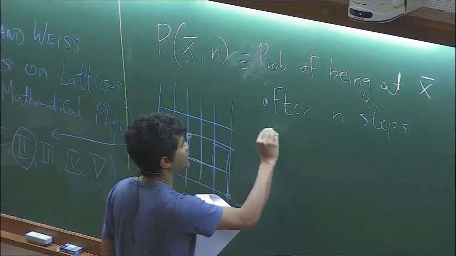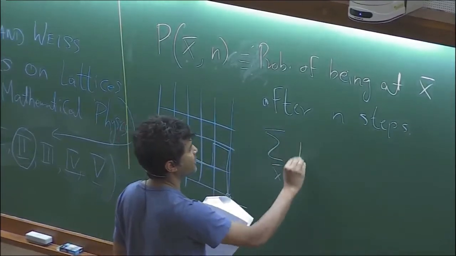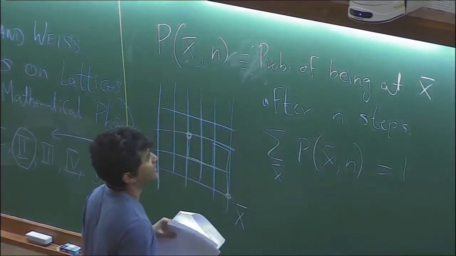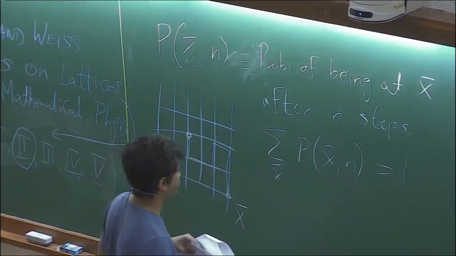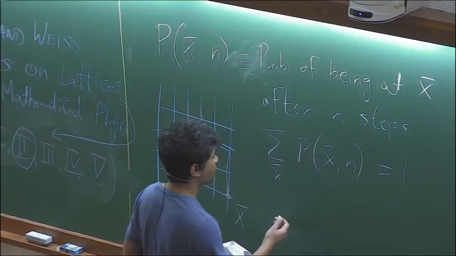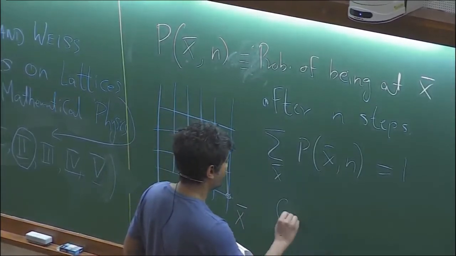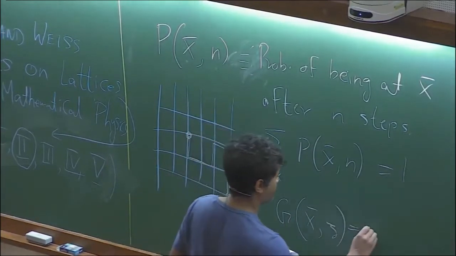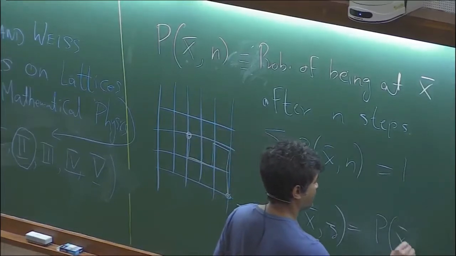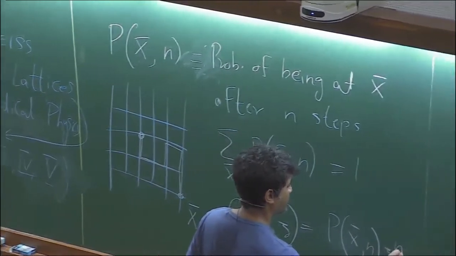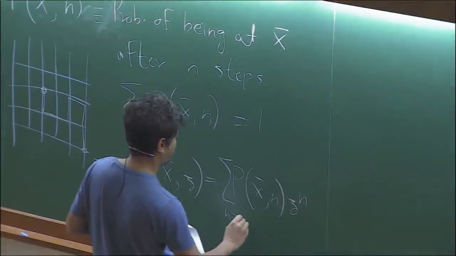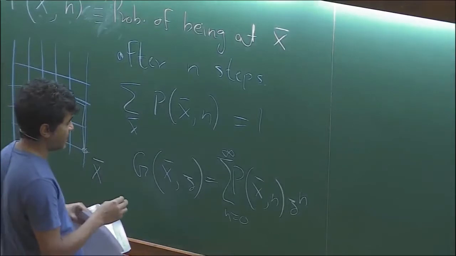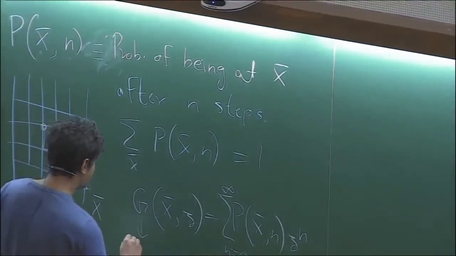And this satisfies that if I sum over all lattice points, then this must be 1. Then I define something called the generating function, which was g of x bar, z. Okay, so this I call the generating function.